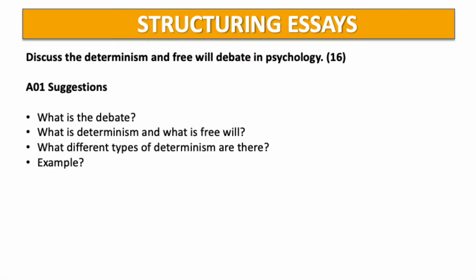So you've got hard determinism and soft determinism, so you could go down that lens. Hard determinism, you've got no free will at all. Soft determinism, you've got a little bit of free will, but behaviour is largely determined. And then, yeah, definitely we've got biological, psychic, and environmental coming in there, which is really good to see. So this could be a good AO1 suggestion structure.